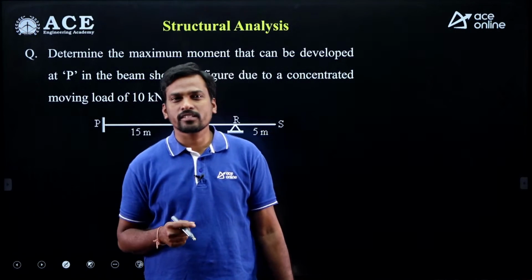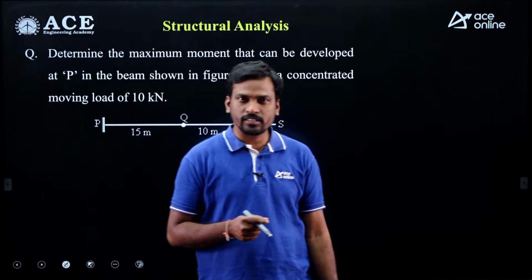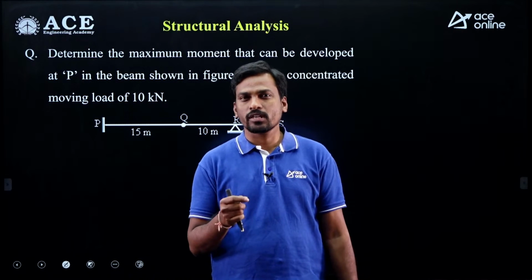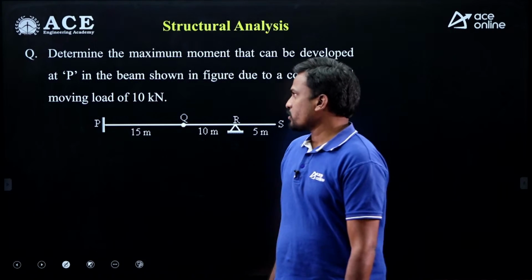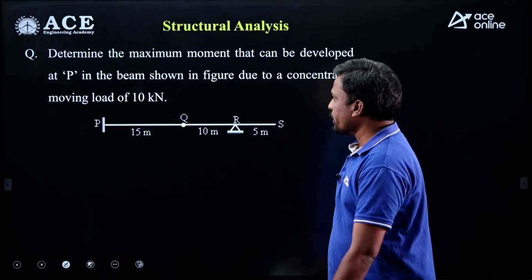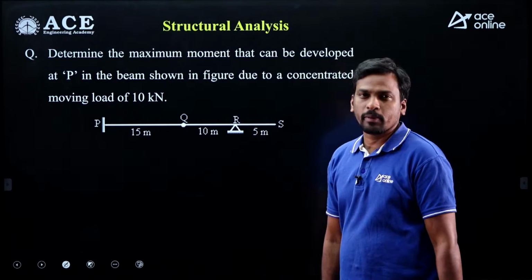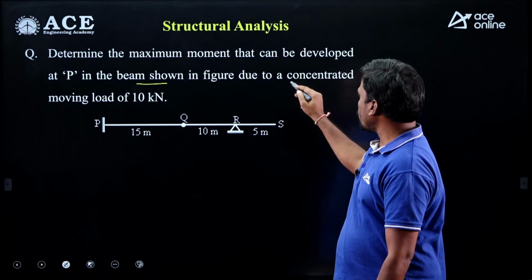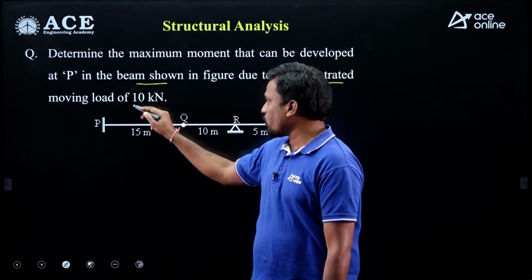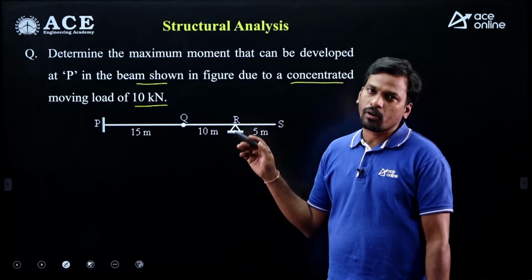Right. Now we'll see structure analysis and design of steel structure. So only 2 questions, one question from ILD, another question from plastic theory chapter. Okay. So this is the first question from ILD. Determine the maximum moment that can be developed at point B, beam shown in the figure, due to a concentrated load, 10 kilonewton load moving from one end to another end.